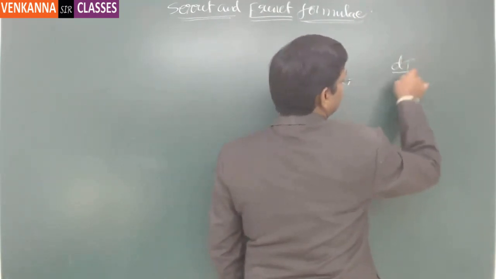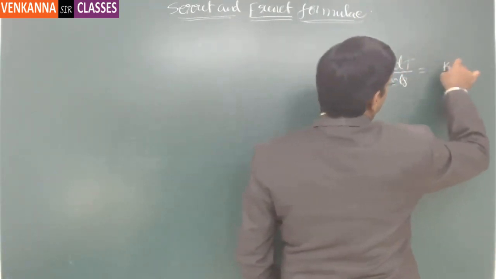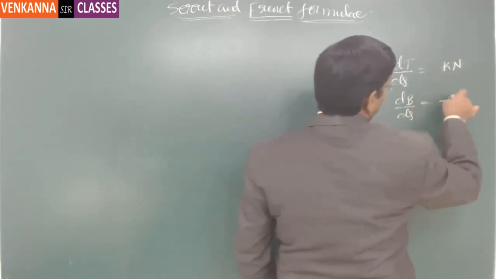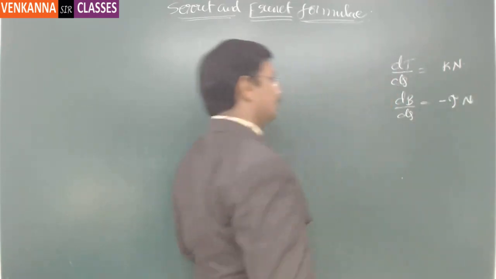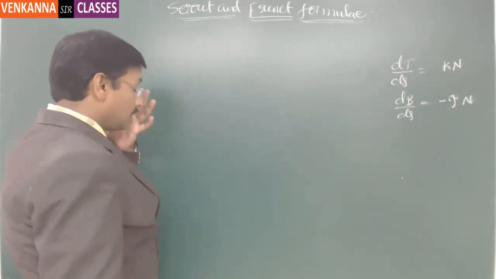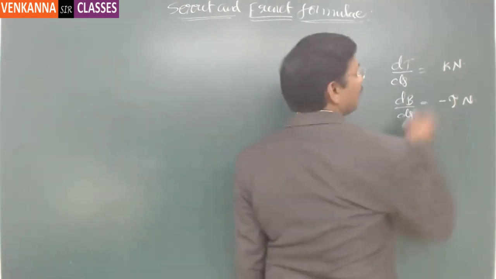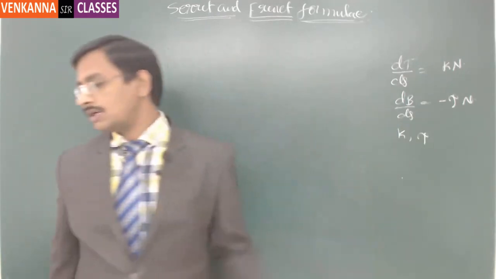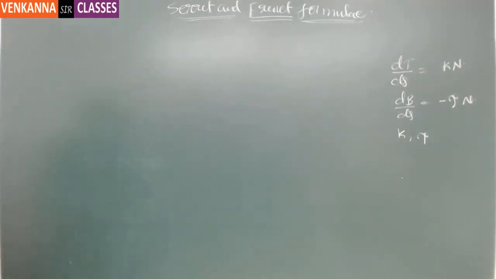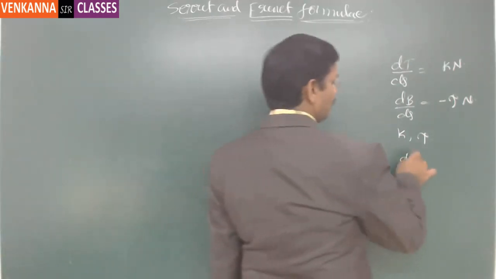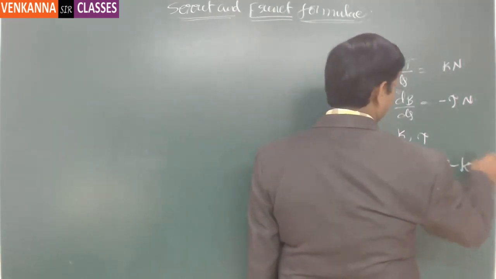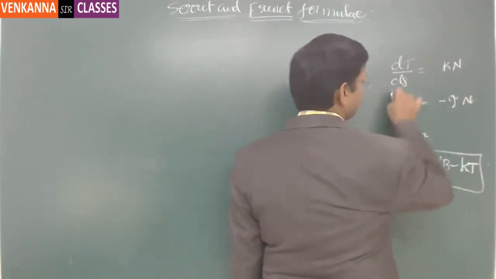dT by ds is equal to kN and dB by ds is equal to minus tau N, right? So these are the Serret and Frenet formulae, and usually what he will be asking is to find out the value of k and tau, right? There is one more Serret and Frenet formula, but just to know, that is dN by ds is equal to tau B minus kT. So these are the three different Serret and Frenet formulae.